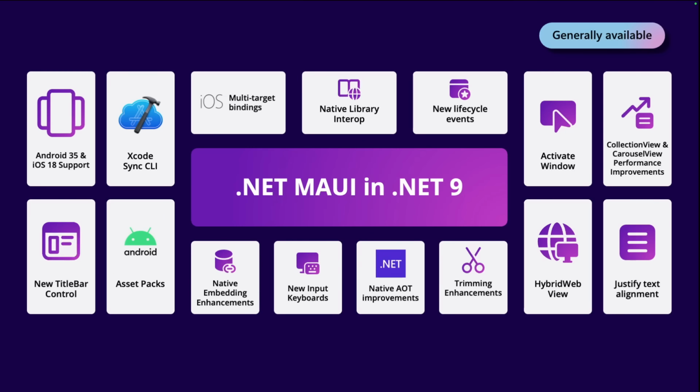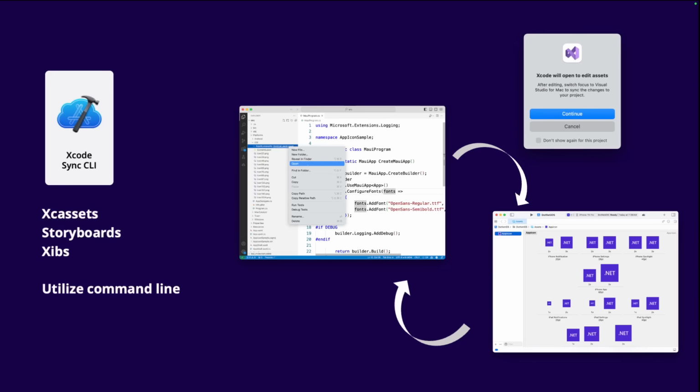Now, on top of that, they've done some unique things when it comes to the native platform integration, specifically Xcode Sync with the CLI and native library interop. First is the Xcode Sync CLI. Sometimes you have to get into Xcode to edit different assets and storyboards for iOS and Mac specific development. And they've created a command line interface and integrated it into Visual Studio Code to easily synchronize between both Xcode and your .NET MAUI projects. And that's really neat to actually see those worlds come together.